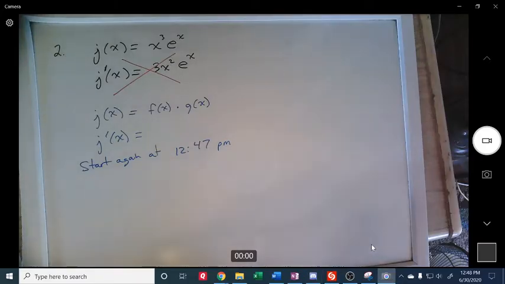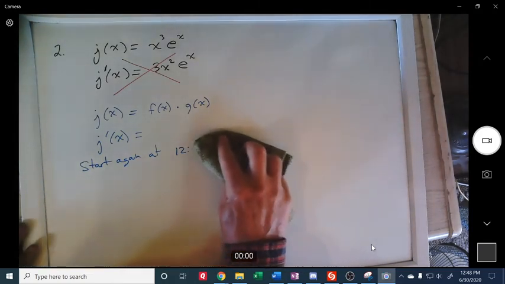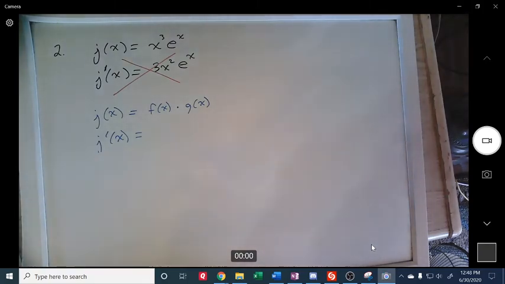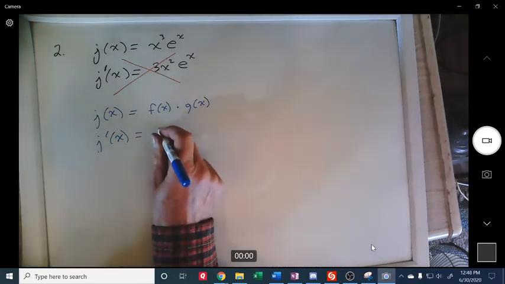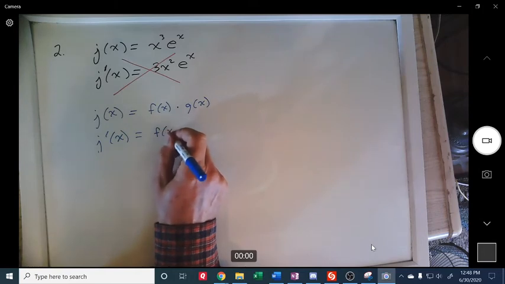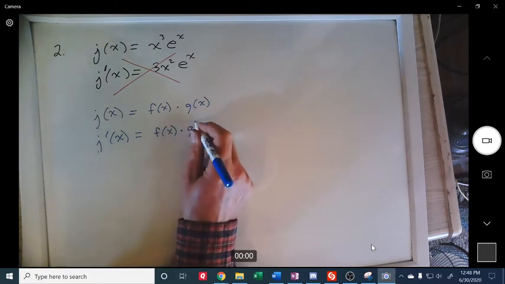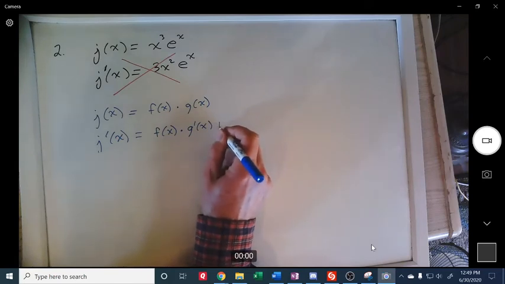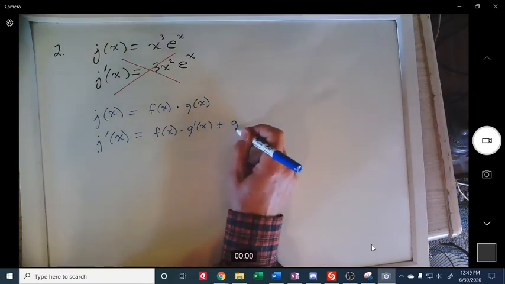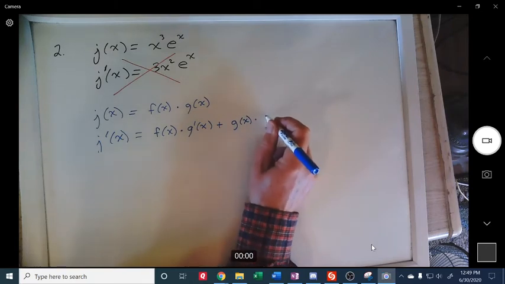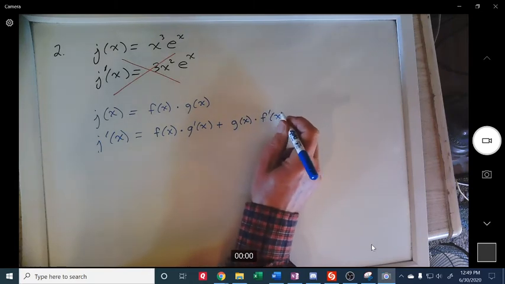All right, we're going to continue again. J prime is not the derivative of the first times the derivative of the second. But what it is, this is the derivative formula. It's the first times the derivative of the second plus the second times the derivative of the first.